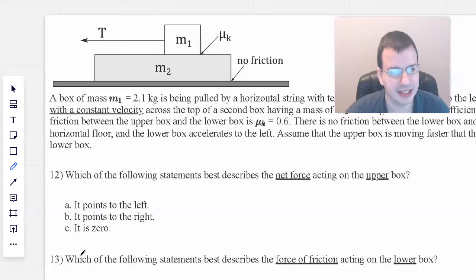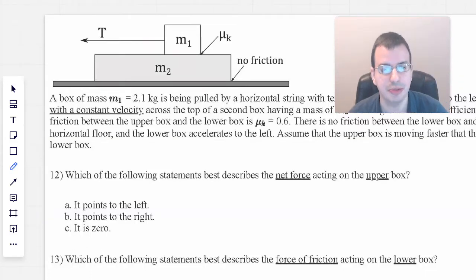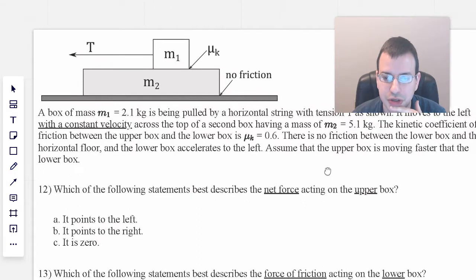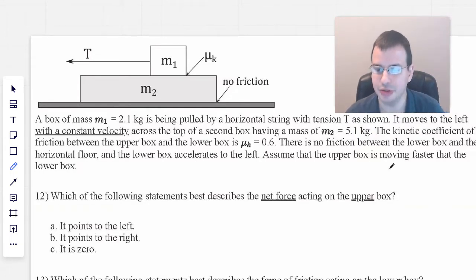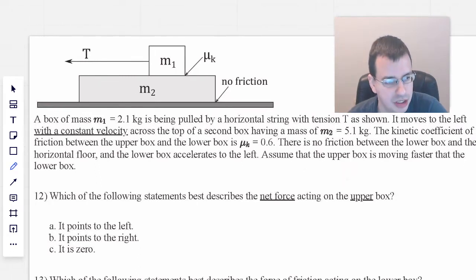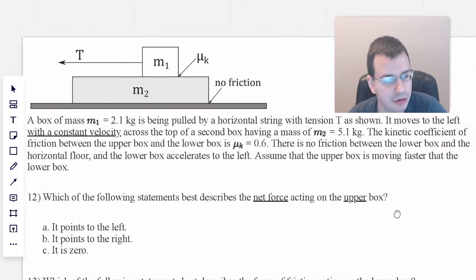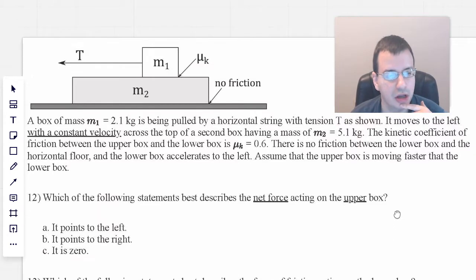A box of mass m1, 2.1 kilograms, is being pulled by a horizontal string with tension T as shown above. It moves to the left with a constant velocity. Across the top of the second box, having a mass m2 of 5.1 kilograms, the kinetic coefficient of friction between the upper box and the lower box is 0.6. There's no friction between the lower box and the horizontal floor, and the lower box accelerates to the left. Assume that the upper box is moving faster than the lower one.